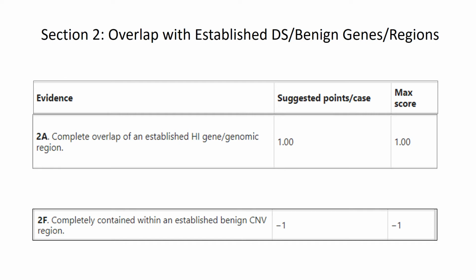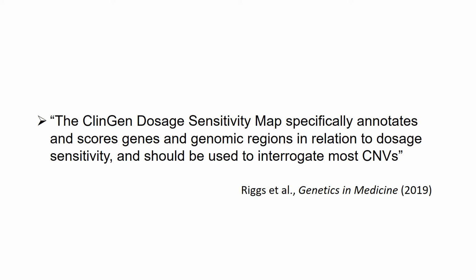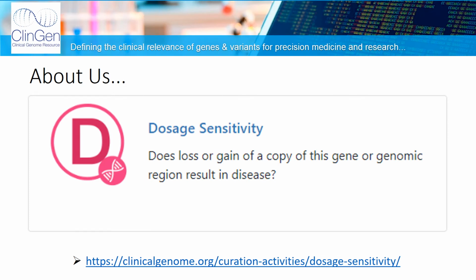In Section 2 of the CNV interpretation metrics, we must evaluate whether this multi-gene encompassing deletion completely overlaps an established dosage-sensitive or benign gene or region, which would move scoring for this deletion into a pathogenic or benign category, respectively. In order to do this, we're going to first look at the ClinGen dosage sensitivity map, which, as stated in the guidelines, specifically annotates and scores genes and genomic regions in relationship to dosage sensitivity, and should be used to interrogate most CNVs. The dosage map is curated by the ClinGen Dosage Sensitivity Working Group.